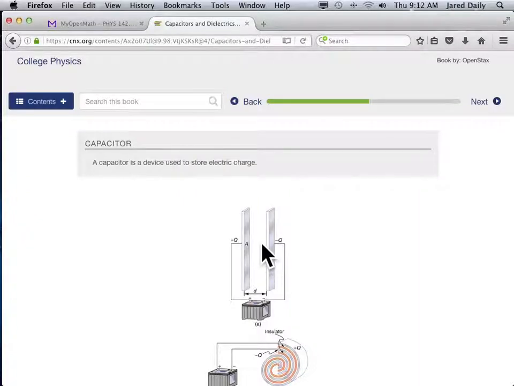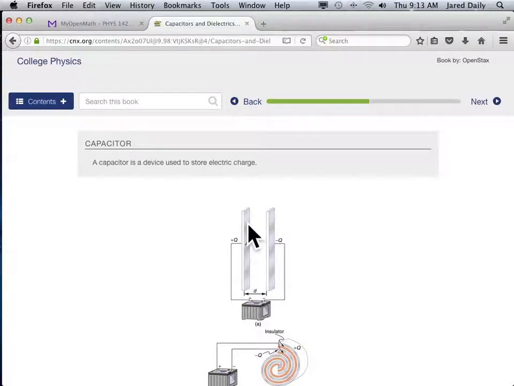So here, if we connect it to a battery, one plate to the positive side of the battery, one plate to the negative side of the battery, what the battery is going to do is it's going to drive charge from one plate to the other. It's going to drive electrons from one plate to the other. And it will drive them from this side to this side so that the plate that is connected to the positive side of the battery ends up losing electrons and becoming positively charged, and the side that's connected to the negative side of the battery will become negatively charged.